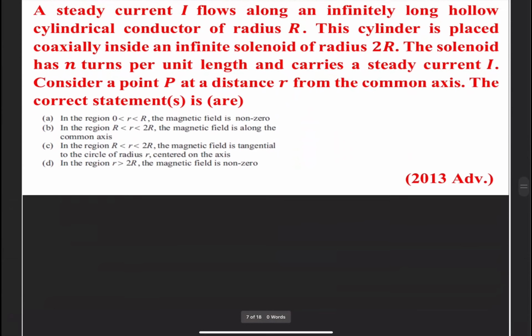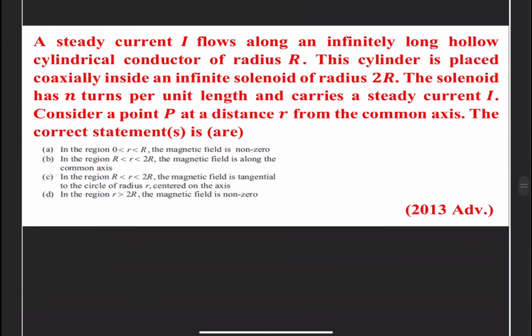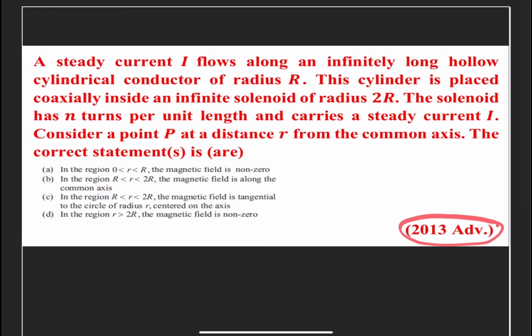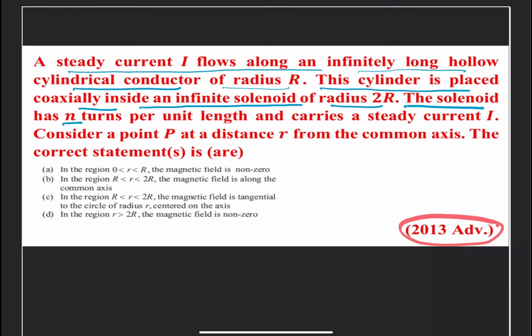We have come to the next question, and here it says that it was asked in the year 2013 Advanced, and states that a steady current I flows along an infinitely long hollow cylindrical conductor of radius r. This cylinder is placed coaxially inside an infinite solenoid of radius 2r. The solenoid has n turns per unit length and carries a steady current I.